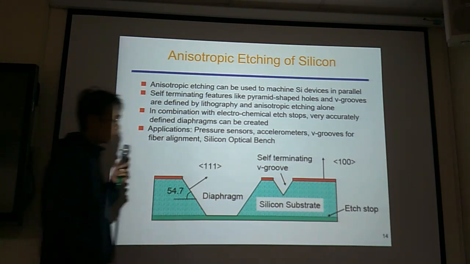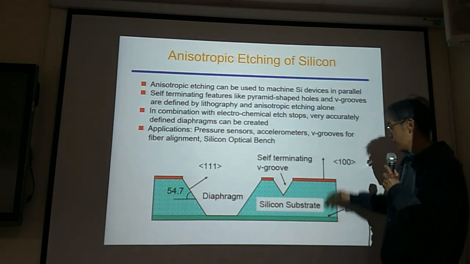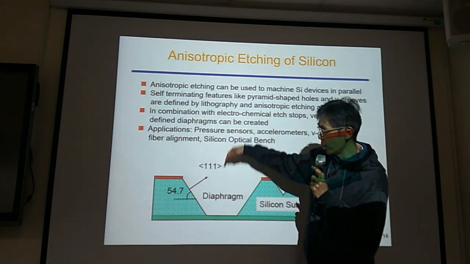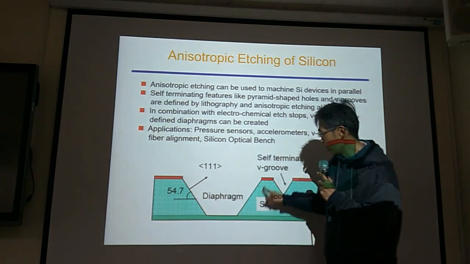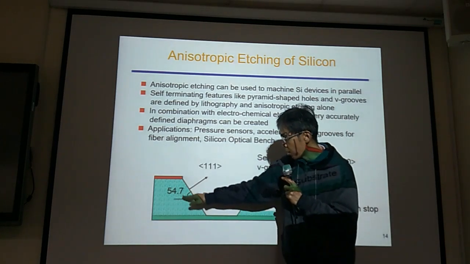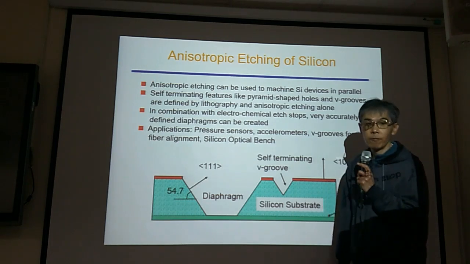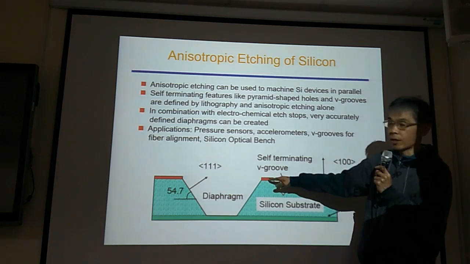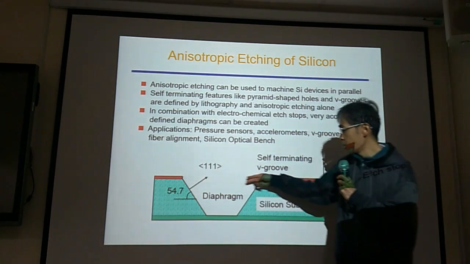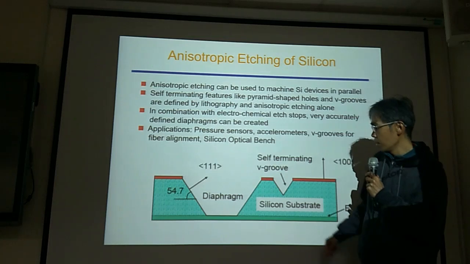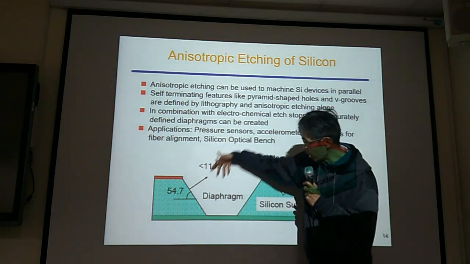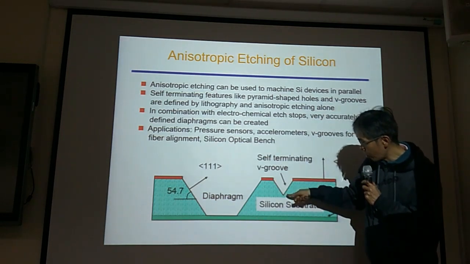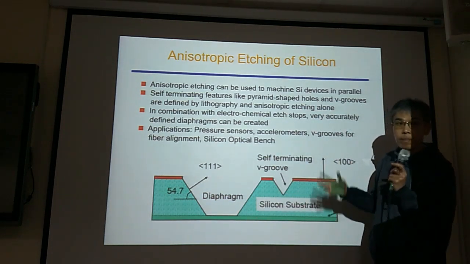So for the 100 wafer, we put in the anisotropic etchant to etch. This is the 111 plane, and the angle is 54.7 degrees for the anisotropic etchant. And this one is silicon dioxide, so this is the opening. For a large opening, you etch and stop at the 111 plane.